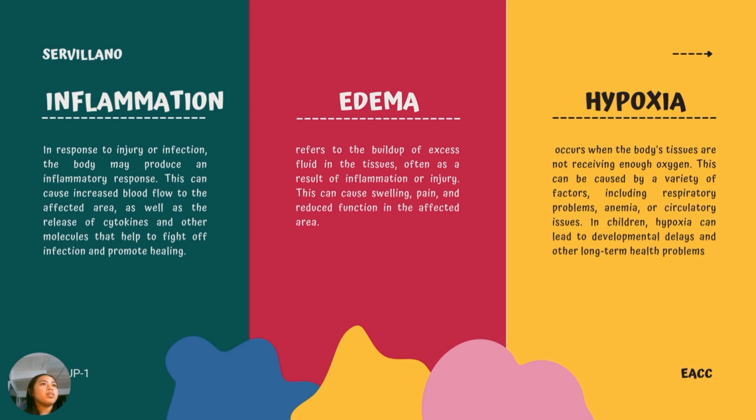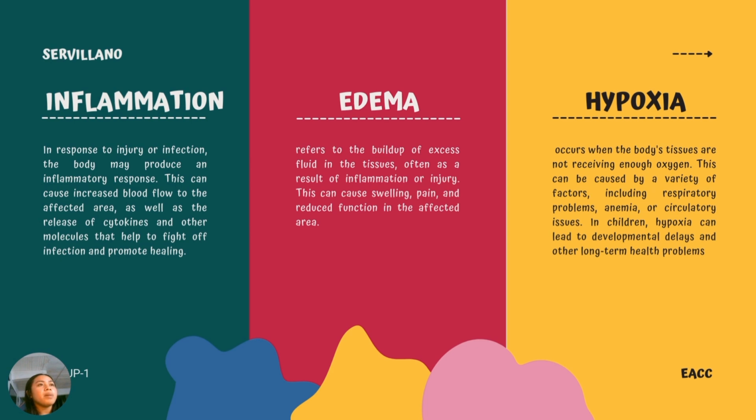inflammation. In response to injury or infection, the body may produce an inflammatory response. This can cause increased blood flow to the affected area, as well as the release of cytokines and other molecules that can help to fight off infection and promote healing. So, kung naaalala po ninyo, every time na nagkakaroon tayo ng sugat, ang unang nangyayari is nagdudugo siya agad and increase, ibig sabihin madami yung paglabas ng dugo doon sa sugat or doon sa affected area.